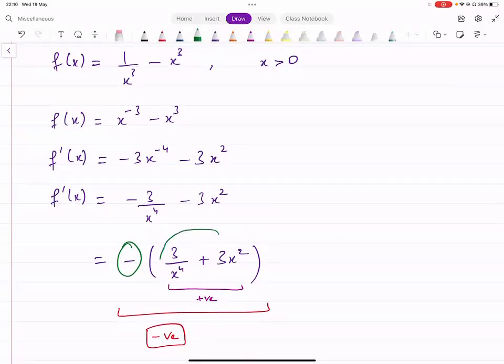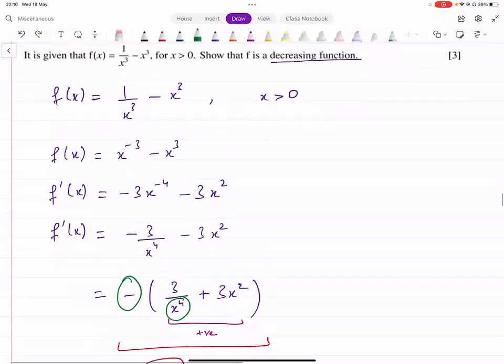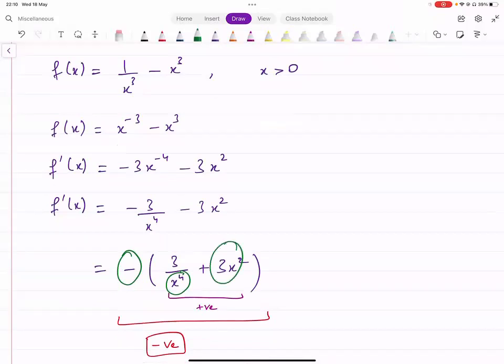अब ये अंदर वाला part तो हमेशा positive है. Why? Because we've got even powers. X power 4 even power है, ये हमेशा positive होगी, no matter what the value of x is. यहाँ पे in fact इसने बताया भी x की value positive है. तो in any case ये positive ही होना था. 3x square भी positive है. तो अंदर वाला पूरा bracket positive है.